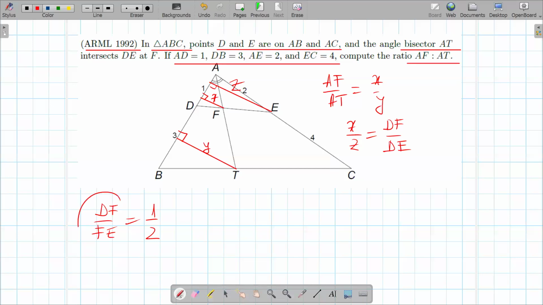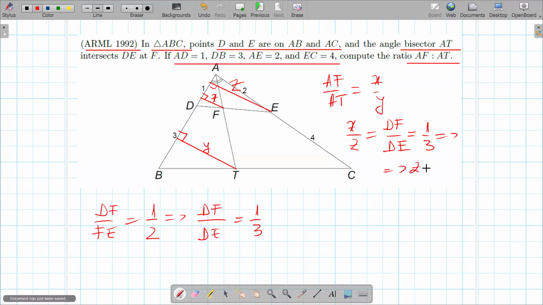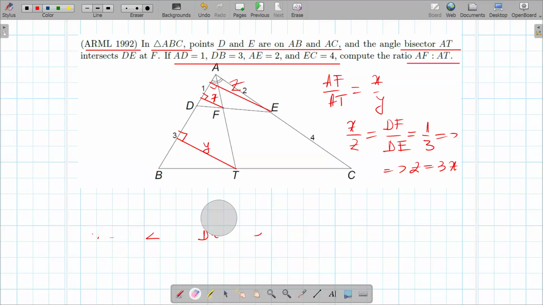Well, we don't really need DF over FE. Well, actually, we need DF over DE. But from here, we can easily see that DF over DE is actually equal to 1 over 3, no? All right, so no bad. Let's say this is 1 over 3. So that means that z is actually equal to 3x, no? All right, so it looks to me like we are making some progress here. Well, what else is going on?